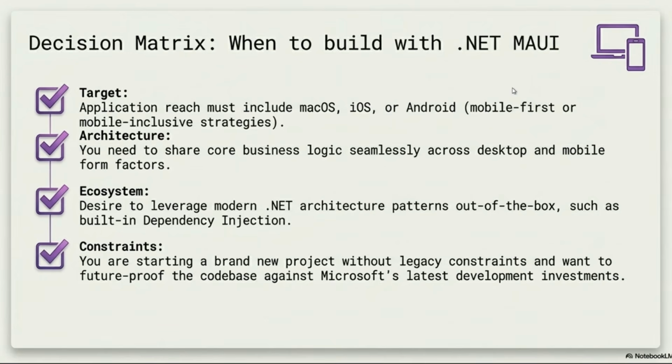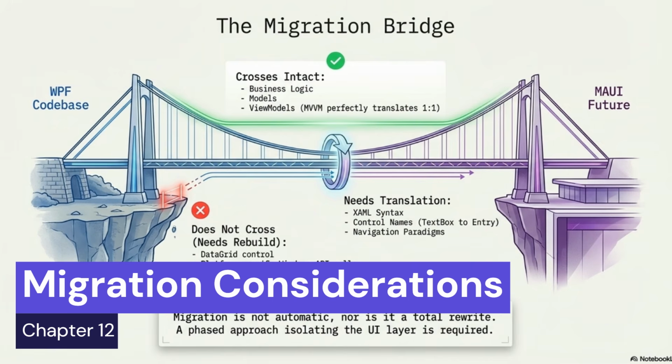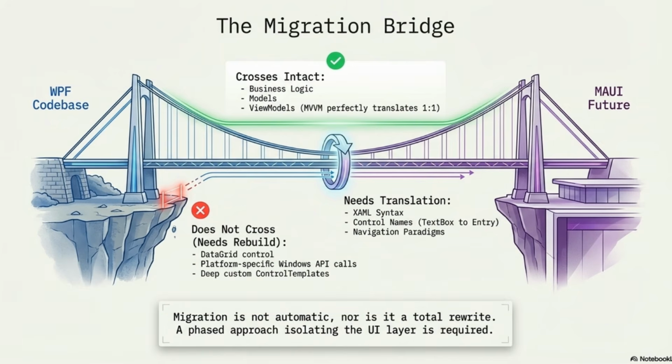When you need to share business logic across desktops and mobile. Choose it when you want to use modern .NET features and architectural patterns. When you are comfortable with a smaller but growing ecosystem. MAUI is the future of cross-platform .NET development. If you need to reach users on multiple platforms, or if you want to future-proof your application, MAUI is the clear choice. If you have an existing WPF application and you are considering MAUI, here's what you should know.